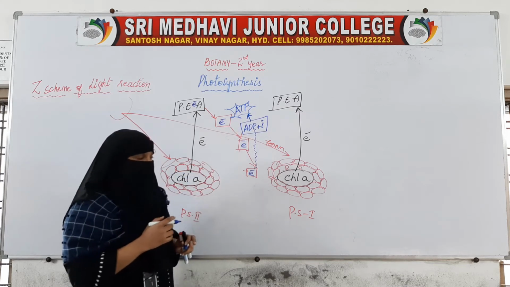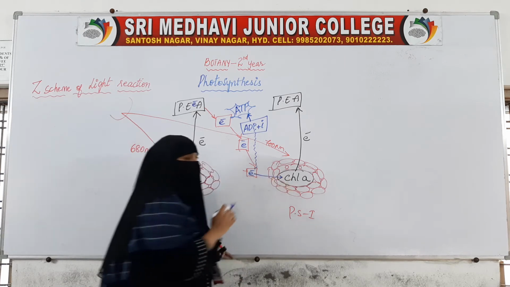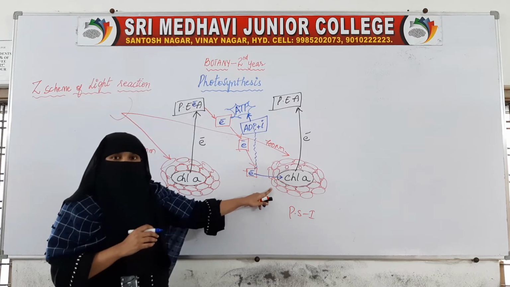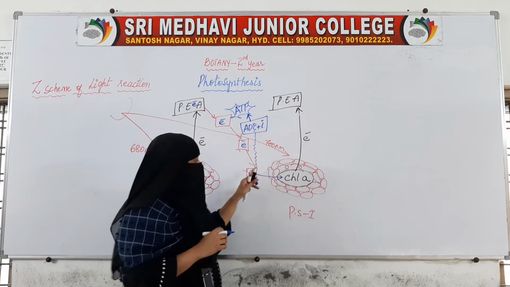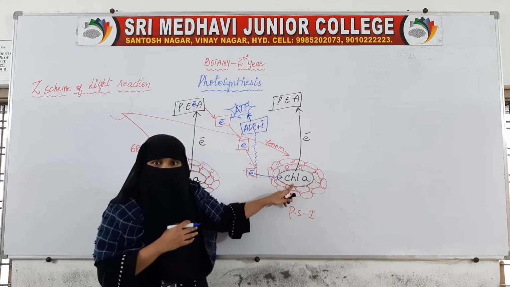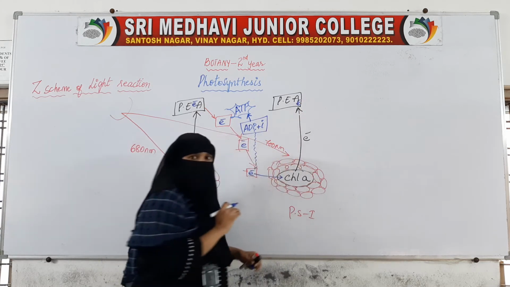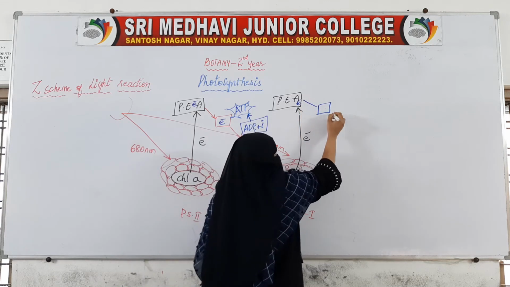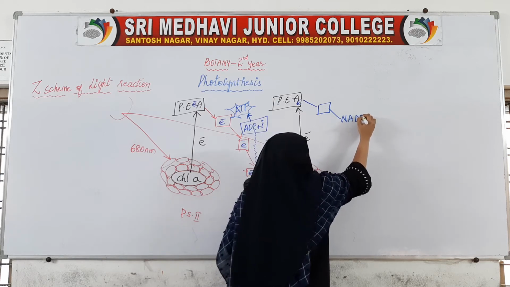Apart from this, this electron will move on to photosystem 1. Now photosystem 2 has lost the electron. This electron goes back here, and now this chlorophyll has got the electron, the one which was ejected earlier by this chlorophyll. It will pass on to another acceptor and from here it will be taken up by NADP plus.